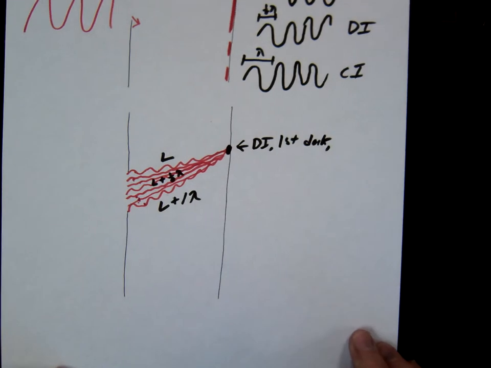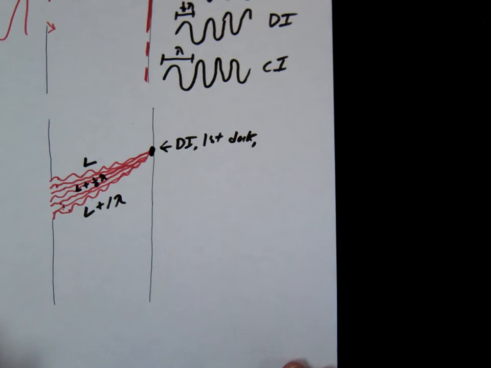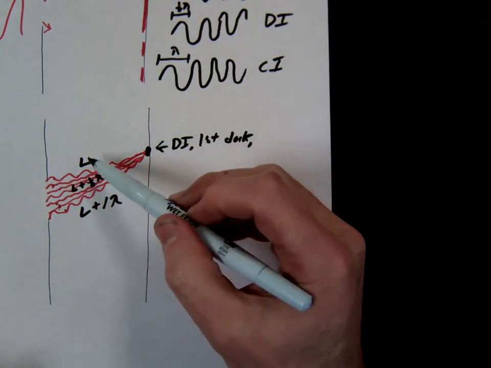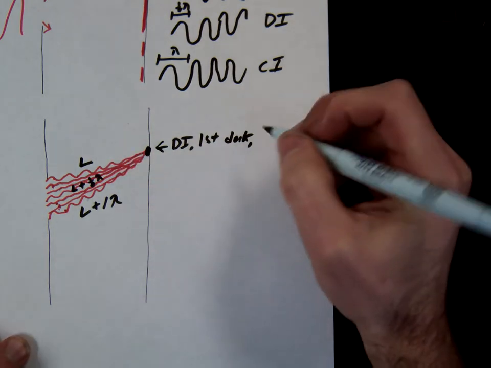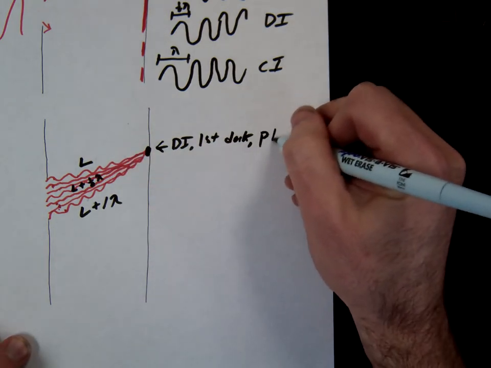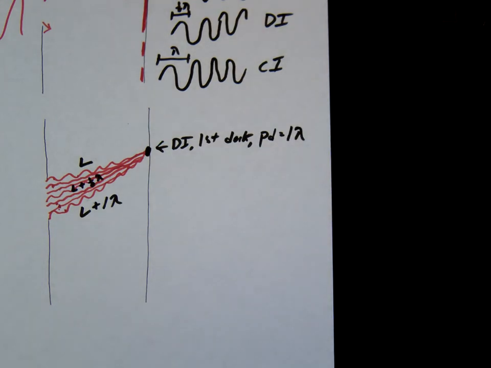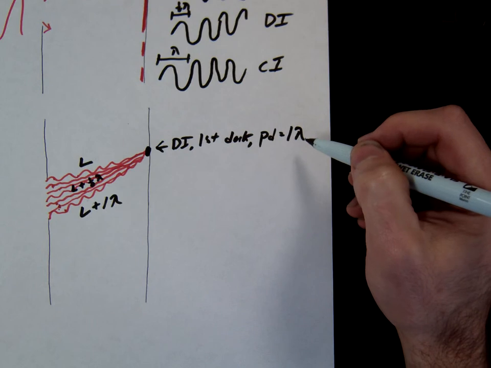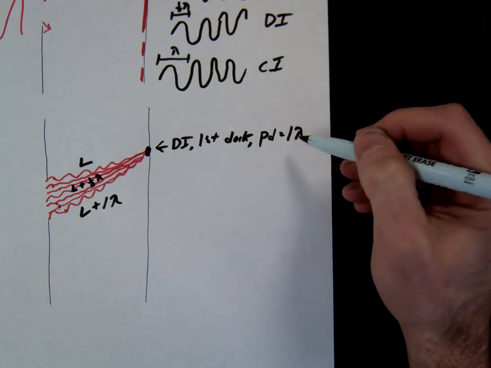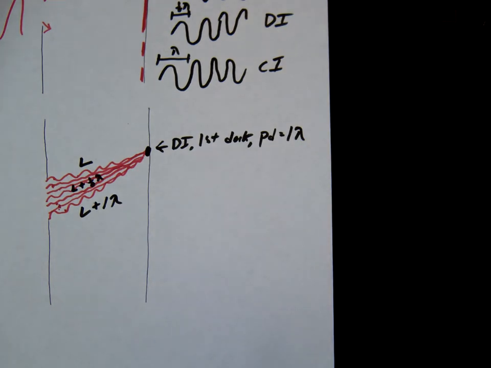And what's the PD for this? What's the path difference? Path difference is always based on the very top one and the very bottom one. What's the path difference? 1 wavelength. So our PD equals 1 wavelength path difference. Now this is different from the double slit. What happened at 1 wavelength path difference? Constructive interference. It was a bright spot. This time at 1 wavelength, it's actually a dark spot. Okay? All right, let's do another one.